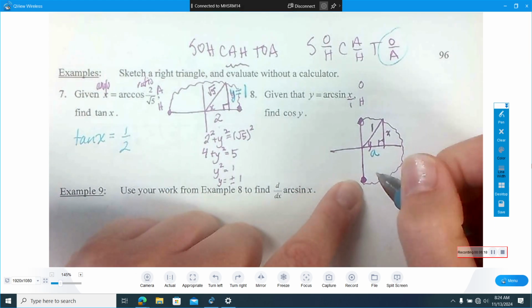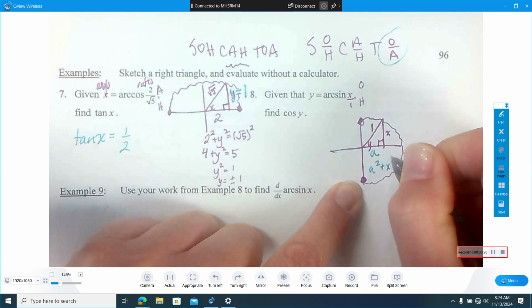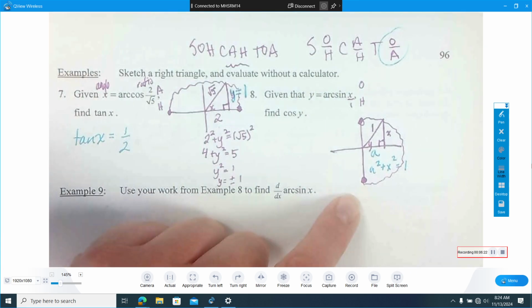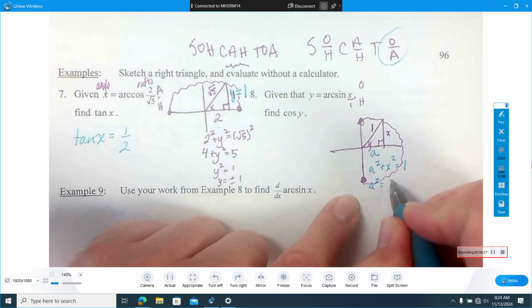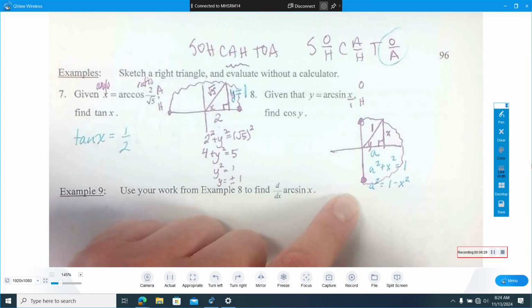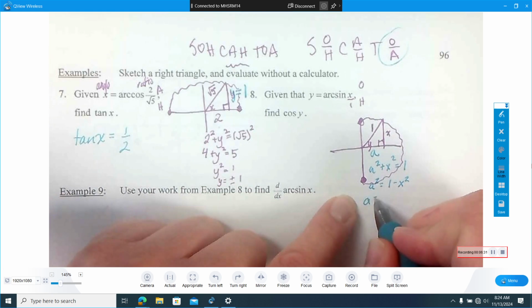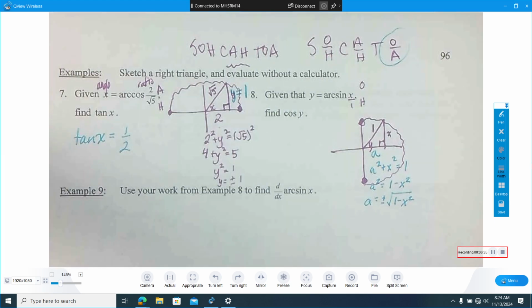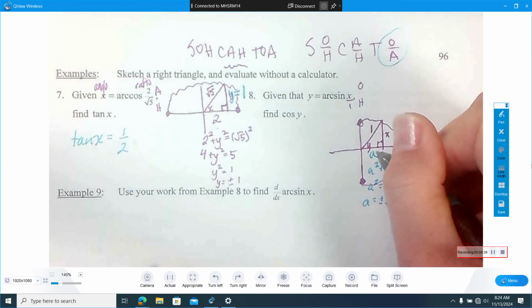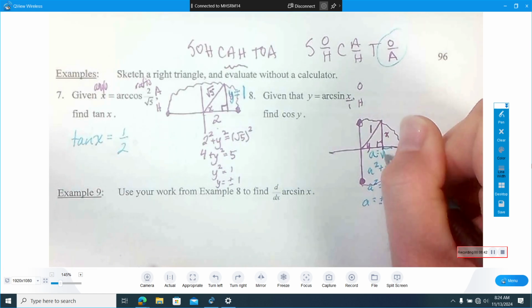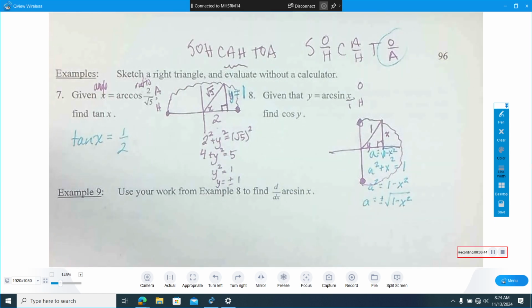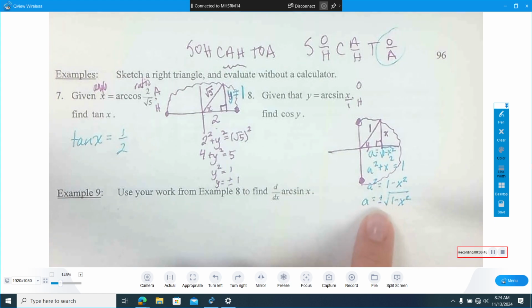And so let's see. A squared plus x squared equals 1. I need to solve for A. So A squared equals 1 minus x squared, and then I can take a square root. So A is either plus or minus the square root of 1 minus x squared. Oh, interesting. So this is the square root of 1 minus x squared. Can that A be plus or minus?